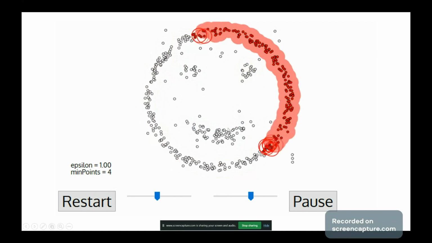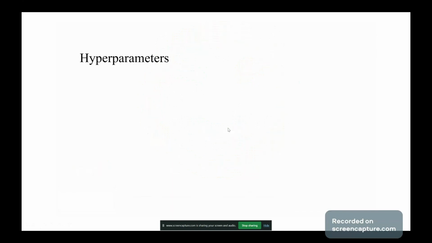Now moving on to one of the important aspects of machine learning algorithms, that is hyperparameters. As I have already explained, there are two hyperparameters that we need to tune properly: epsilon and min points. Epsilon is the radius parameter which defines the maximum distance between two points for them to be considered neighbors. It determines the size of the neighborhood around each data point that is used to assess its density. A smaller epsilon value results in tighter clusters, whereas a larger epsilon value may merge nearby clusters into larger ones.